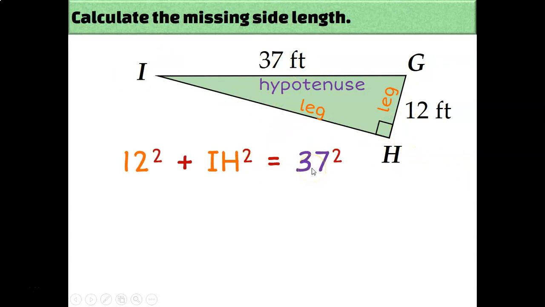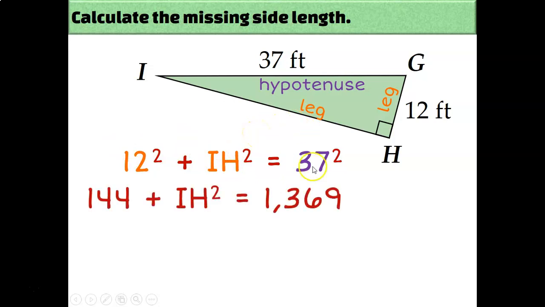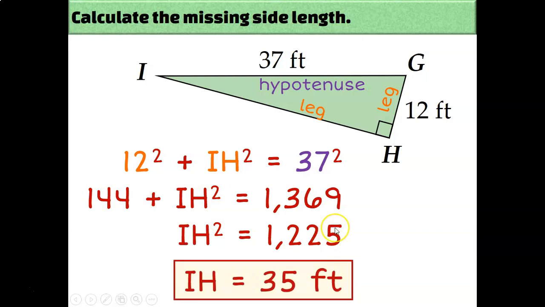So I'm not setting it equal to a variable squared this time. This time my variable is on the left-hand side of my equation because it's one of the legs that I'm missing. 12 squared is 144, 37 squared is 1369, then I'll subtract 144 from both sides, and then square root, and I find out that IH must be 35 feet long.